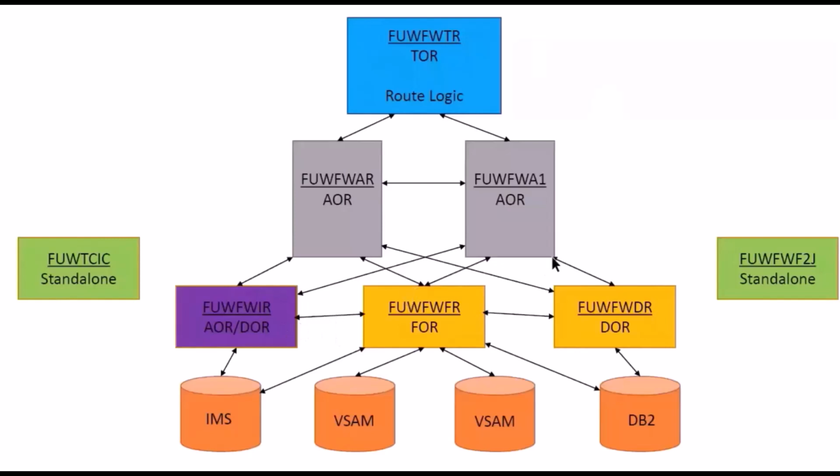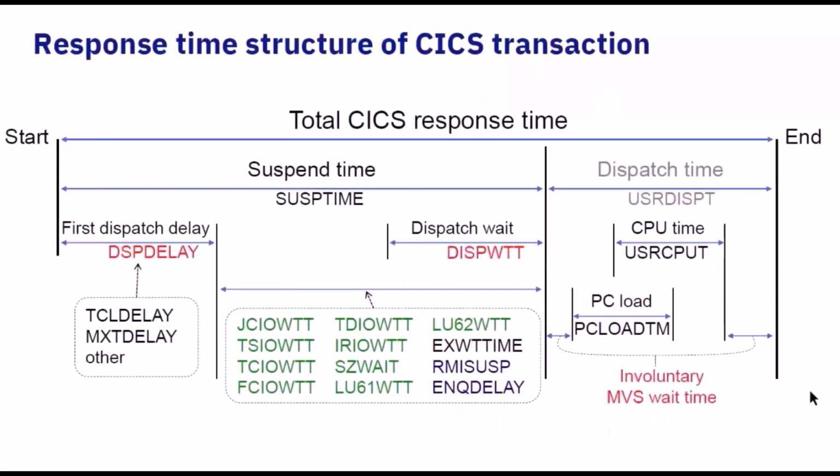So in my environment, when you actually look at one transaction that's waiting, it can actually be attached to multiple different transactions, and therefore it can appear a lot worse than it might actually be. And I'm going to demonstrate that as well. But first, let me show you the response time structure of a CICS transaction.